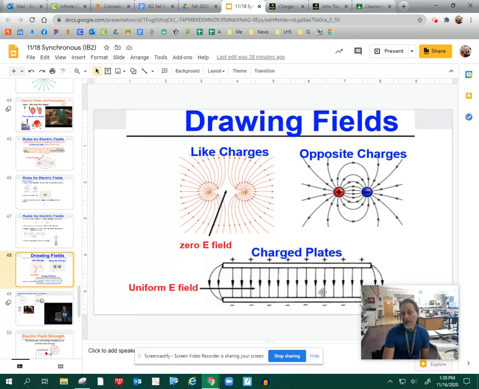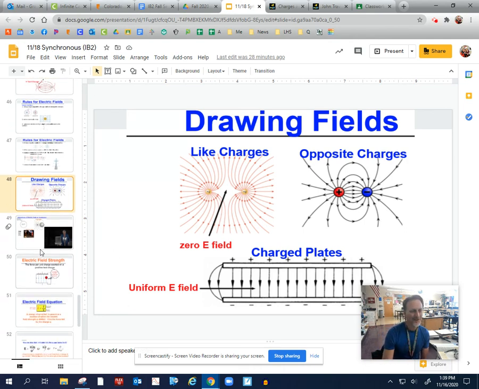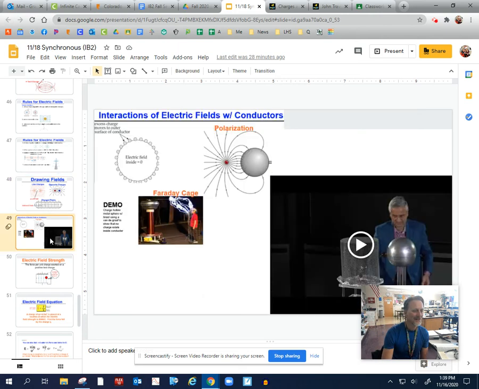Now, what I mean by uniform field is, if you test your field strength at any point inside the area between these two plates, it's going to be the same number. It doesn't get stronger as you get closer to these plates. It stays even the whole way through. So flat parallel charged plates create uniform E fields, and we do quite a few questions with uniform E fields. So just keep that in mind. But memorize those three types of drawings. You'll see it on your practice problem set.